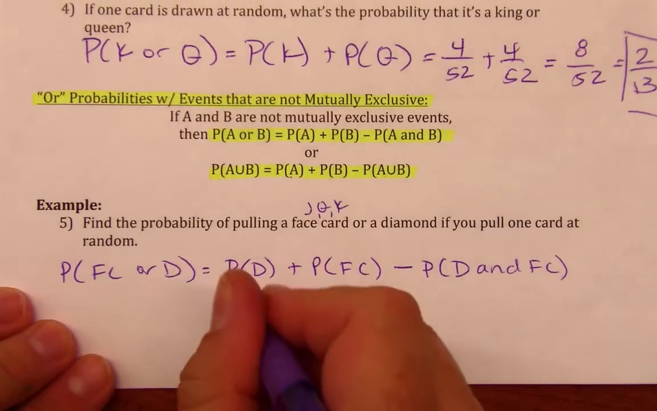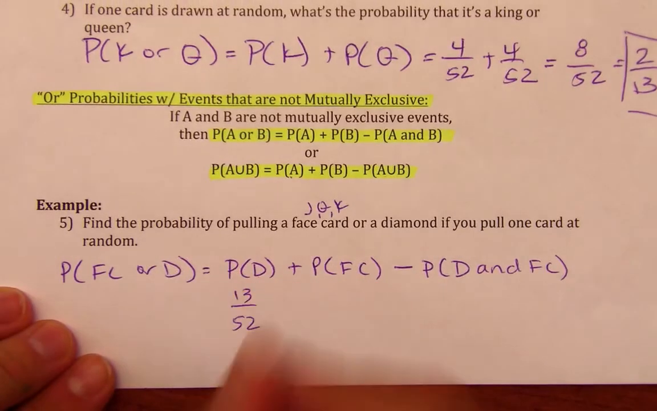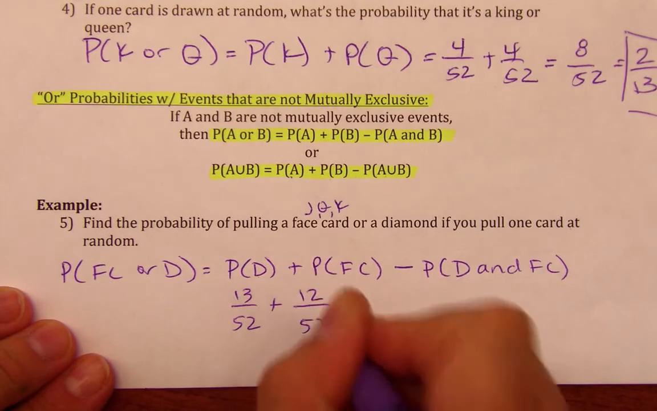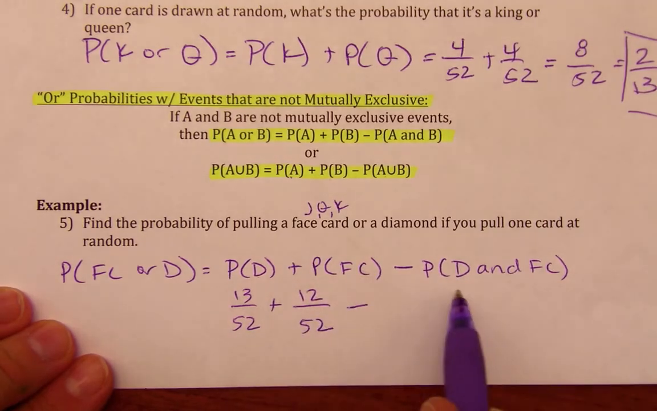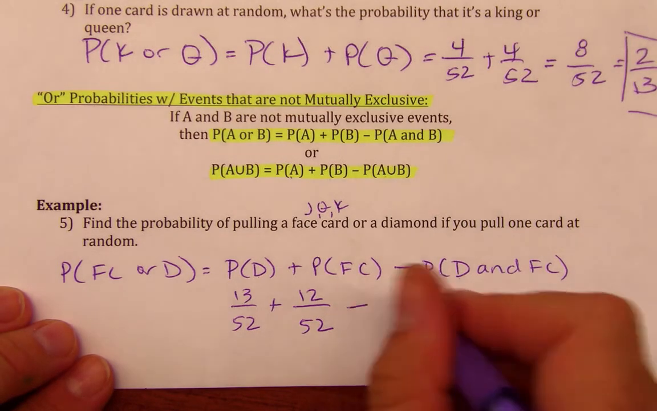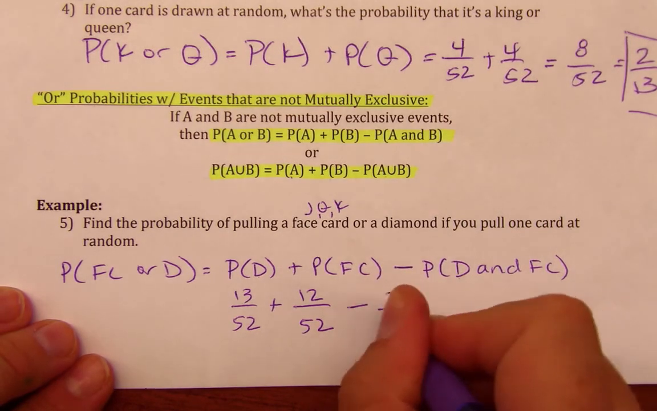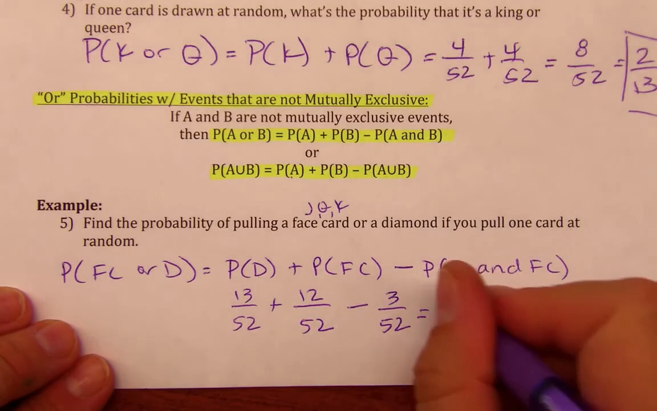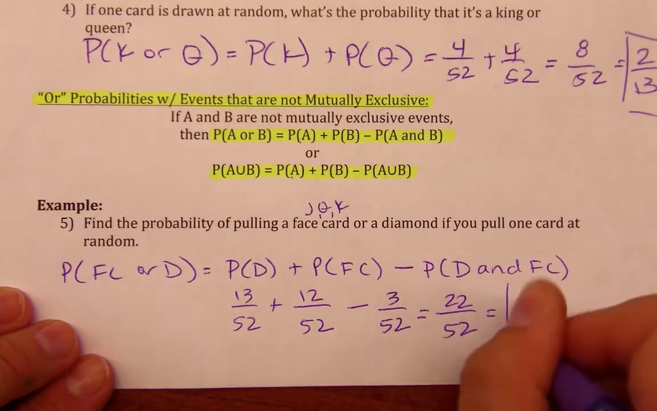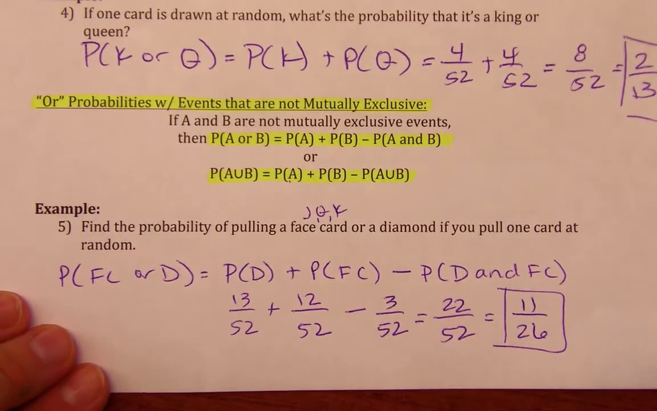Probability that it's a diamond, well, that's 13/52. The probability that it's a face card, that's 12/52. And there are 3 cards that are diamonds and face cards. The king of diamonds, the queen of diamonds, and the jack of diamonds. So that would be 3/52. And so we'd have 22/52 or 11/26. And we're almost done with this section. Let's go ahead and flip to the next page.